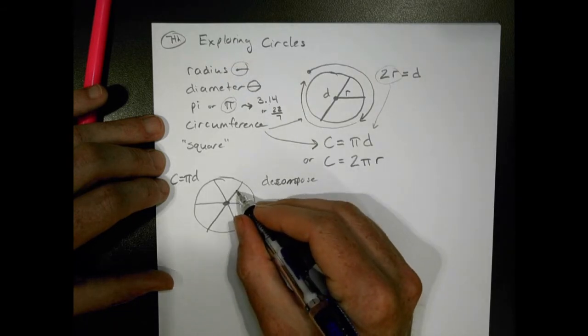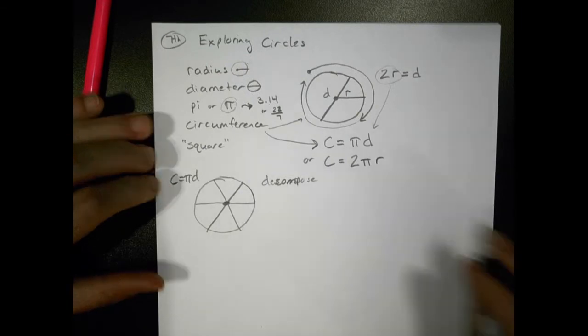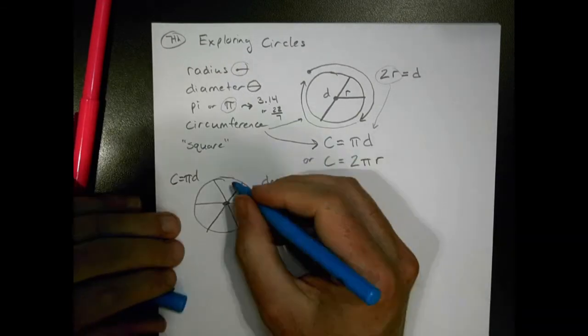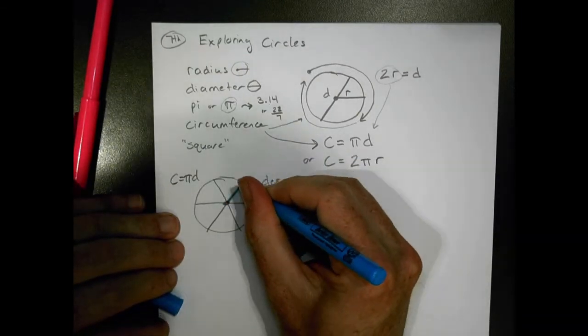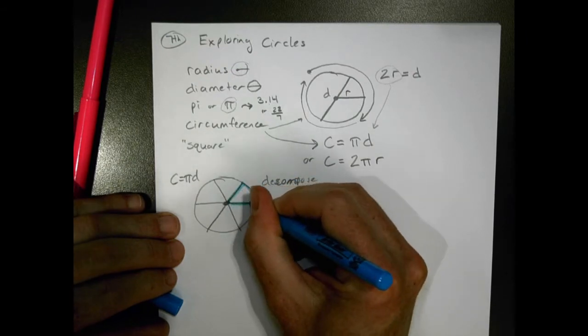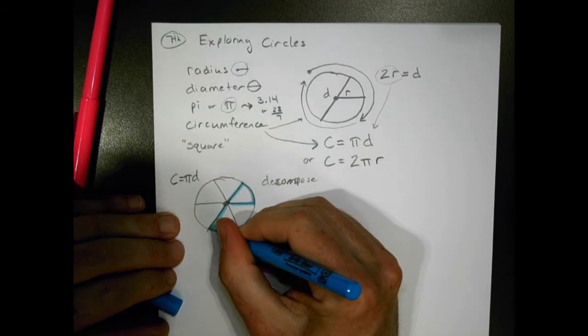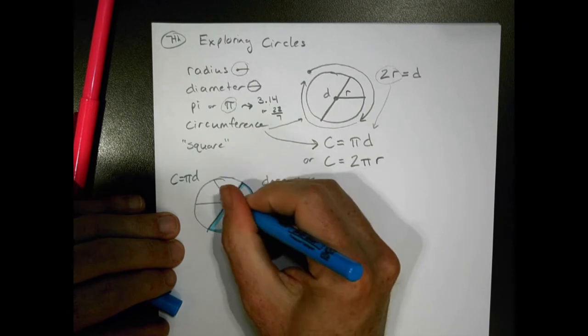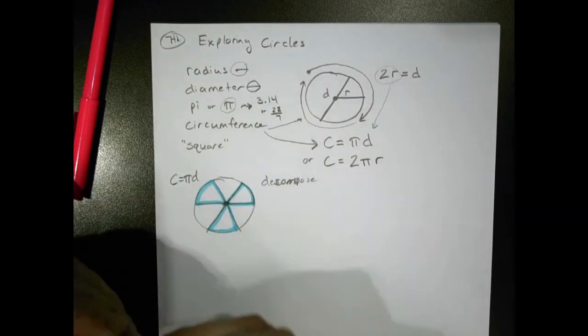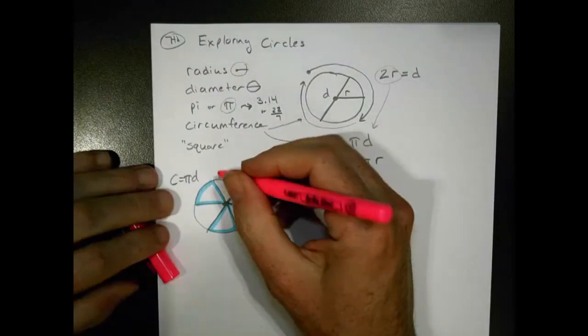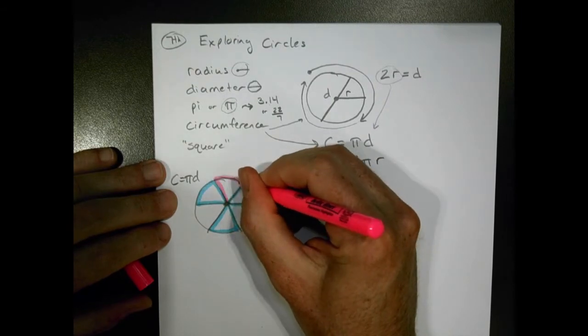Alright, so we're going to take these little pie shapes out, and we're going to kind of chop them up here and then organize them a different way. Okay, so here's one shape, here's 2, here's 3. So I got 3 blue ones. I'm going to make 3 pink ones.